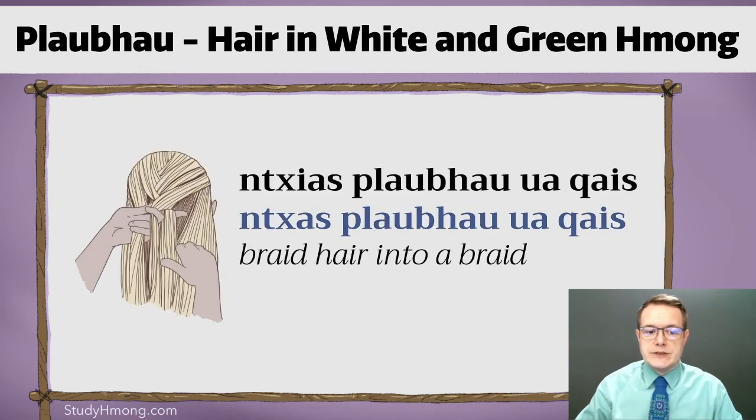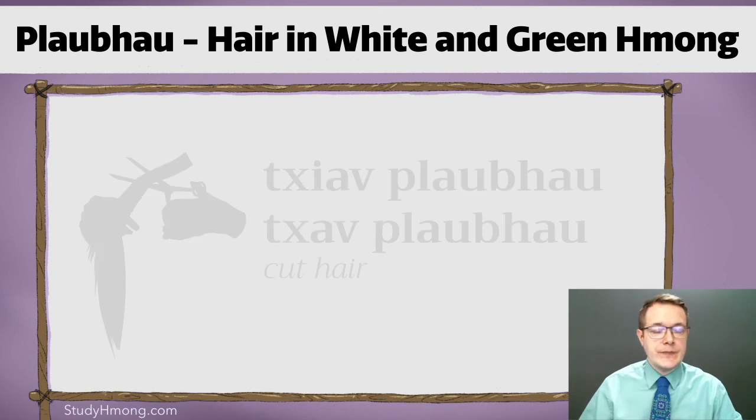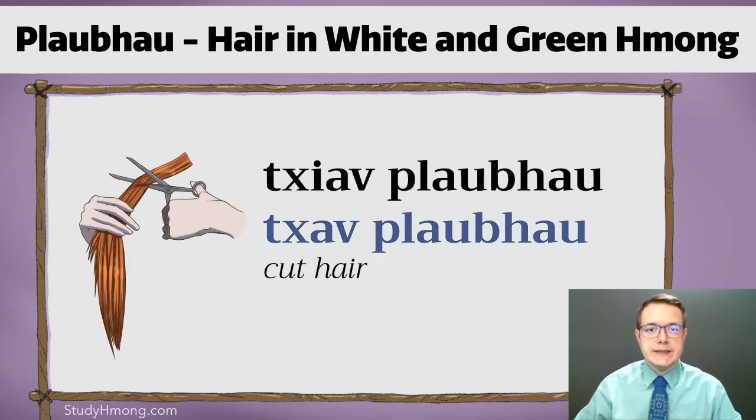To braid the hair into a braid, the first word here is the act of braiding, and the final word is a braid. We would say Nzia Plaubhau Ua Kai. Or in green Hmong, Nza Plaubhau Ua Kai. To cut the hair, we would say Zia Plaubhau, or in green Hmong, Za Plaubhau.